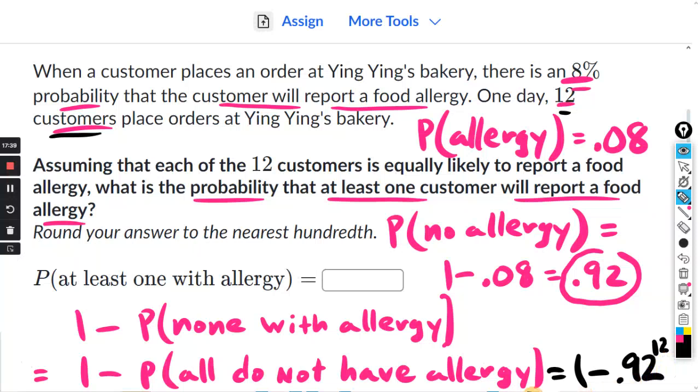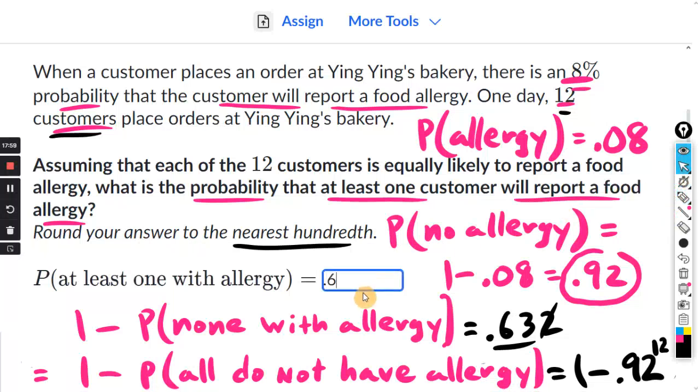All right, 1 minus 0.92 to the 12th. And I get 0.632. Rounding to 2 decimals or the nearest hundredth. If the third one is less than 5, you round it down. So that's going to be 0.63. All right, so just enter that right in the box.